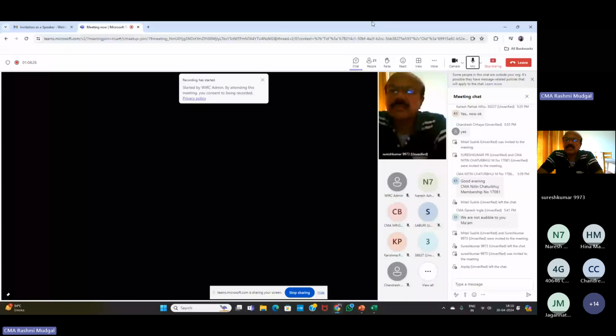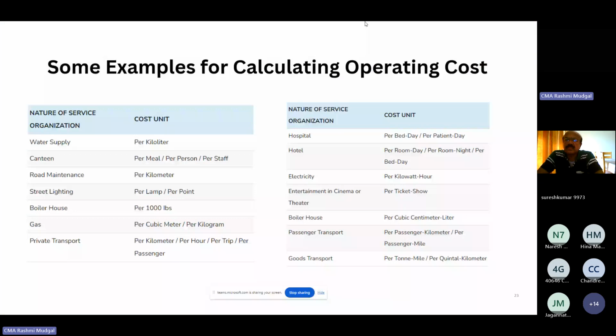Okay. So these are some examples for calculating operating cost. Water supply per kilometer, like if I need water, per kiloliter will be the cost unit. Canteen is calculated separately per meal. Your dinner cost is this, your lunch cost is this, your breakfast cost is this. Per staff, how much could it be?